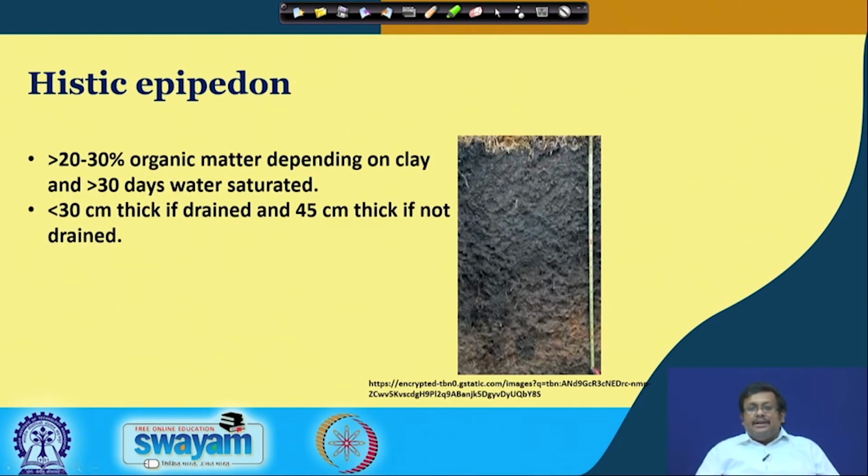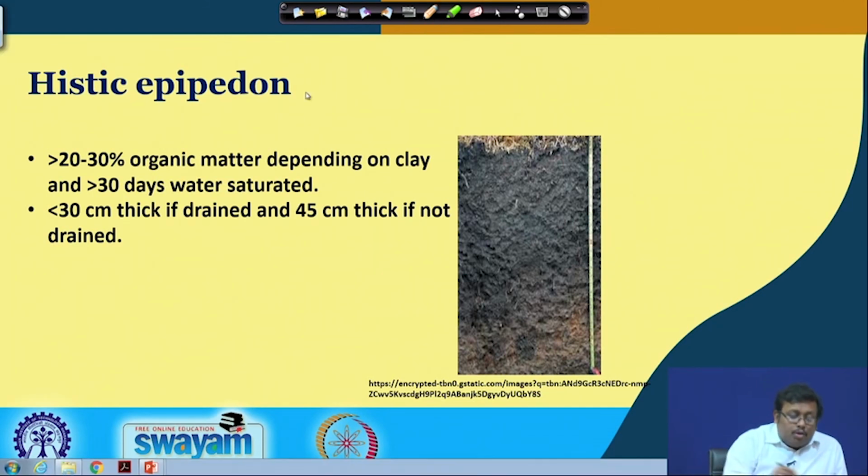Another is histic epipedon. As the name suggests, histic comes from the word tissue, so it is organic in nature. It contains greater than 20 to 30% of organic matter depending on the clay, which is a high content of organic matter, and it is water saturated for more than 30 days. It is less than 30 centimeter thick if drained and 45 centimeter thick if not drained. So, these are the characteristics of histic epipedon. Again, it is dark in color, and it contains a huge amount of organic matter.